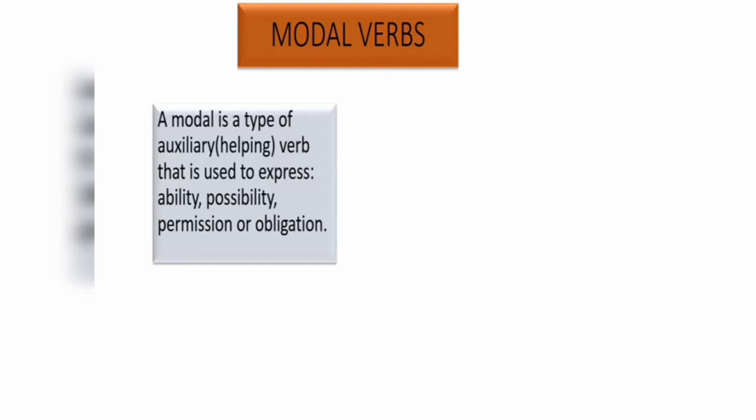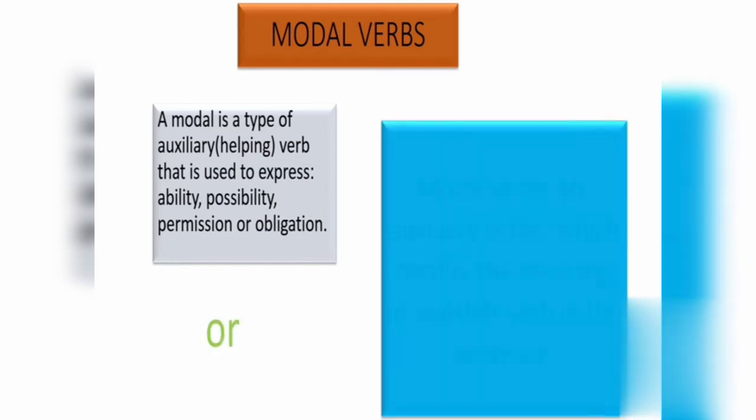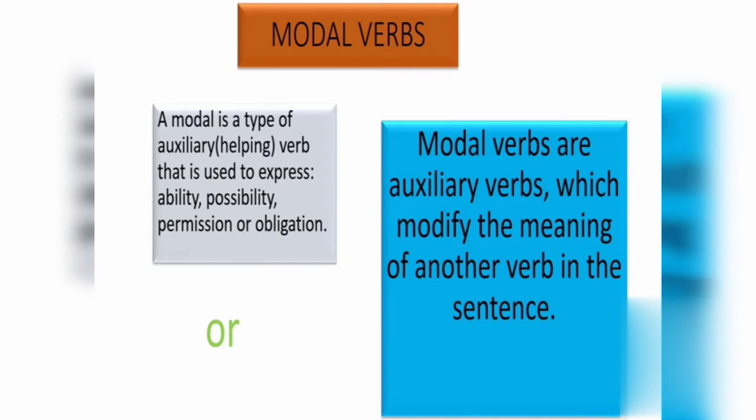A modal is a type of auxiliary or helping verb that is used to express 1. Ability, 2. Possibility, 3. Permission or obligation. Or modal verbs are auxiliary verbs which modify the meaning of another verb in the sentence.